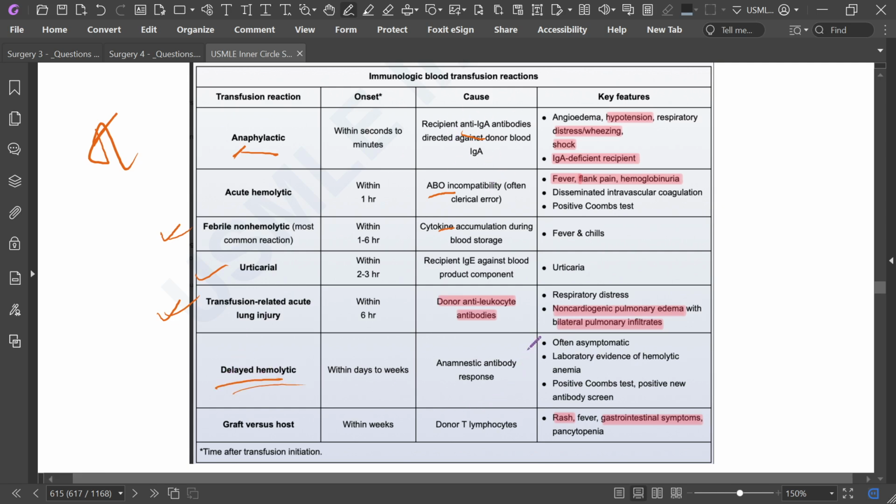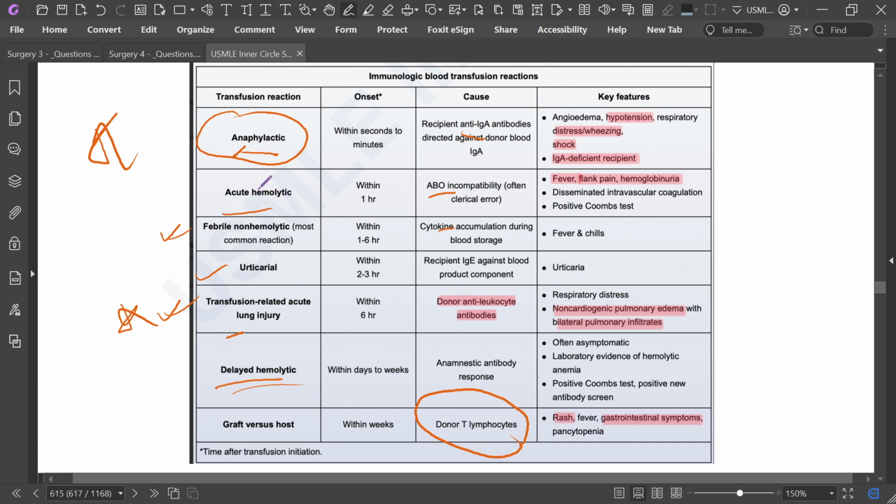Delayed hemolytic is anamnestic antibody response, and graft versus host is donor T lymphocytes. These are the causes you must remember, especially these three. Transfusion-related acute lung injury is donor anti-leukocyte antibody: L for lung, L for leukocyte. Anaphylactic, A for anti-IgA antibodies.